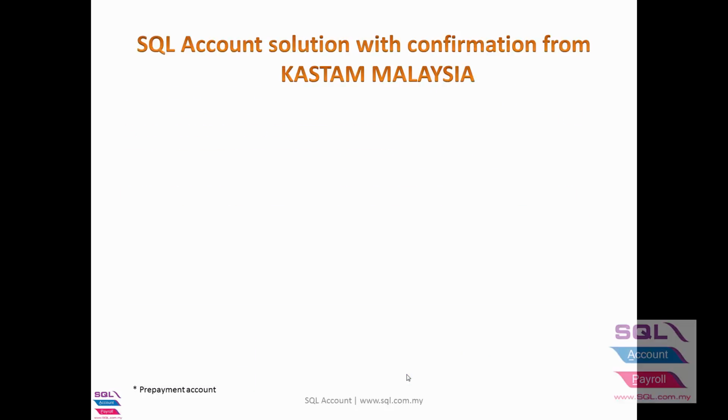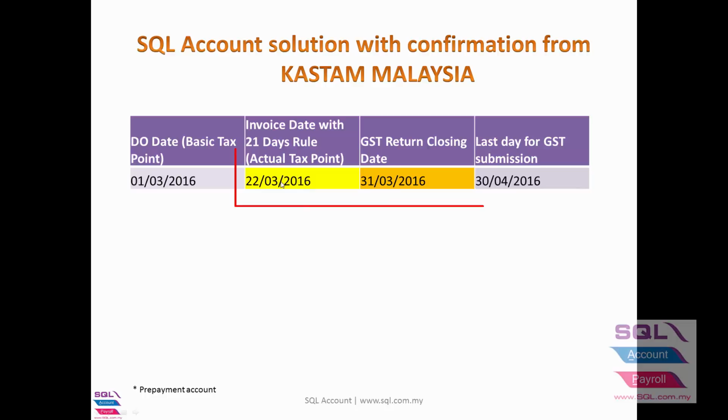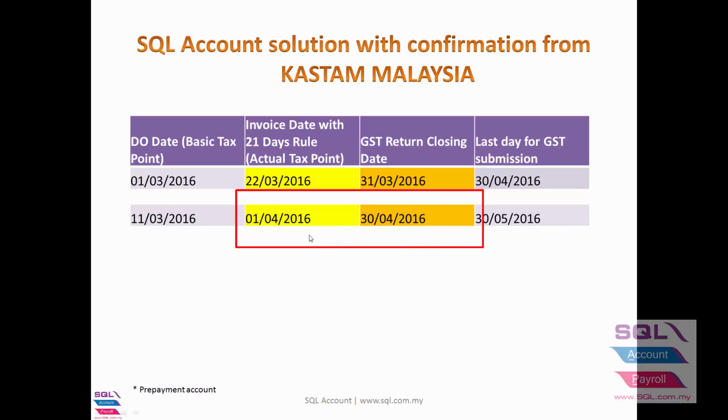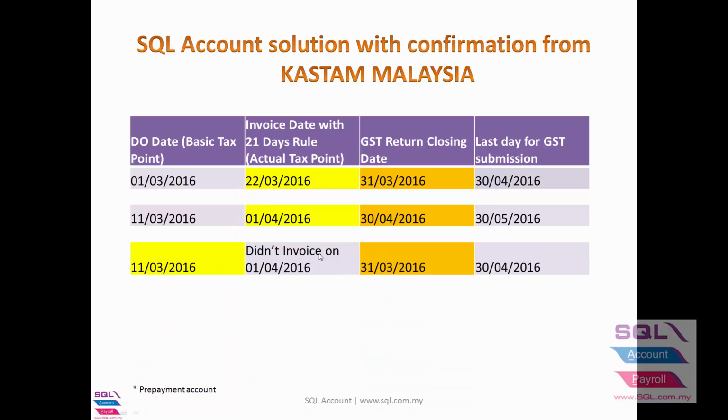SQL Account solution will comply with Customs in these rules as well. Again, invoice in March, GST return in March. Invoice in April, GST return in April. But no invoice in April, then refer to the DO, and therefore DO in March, GST return in March.